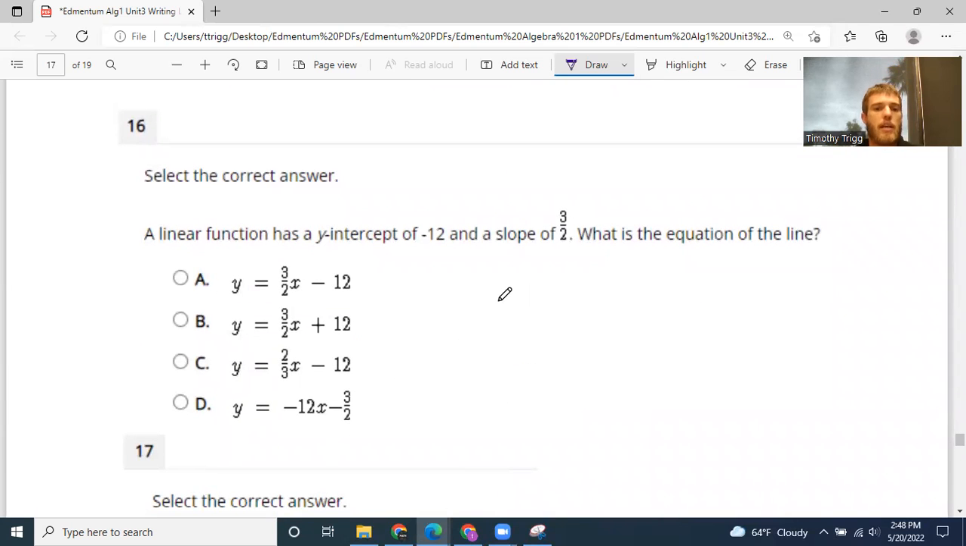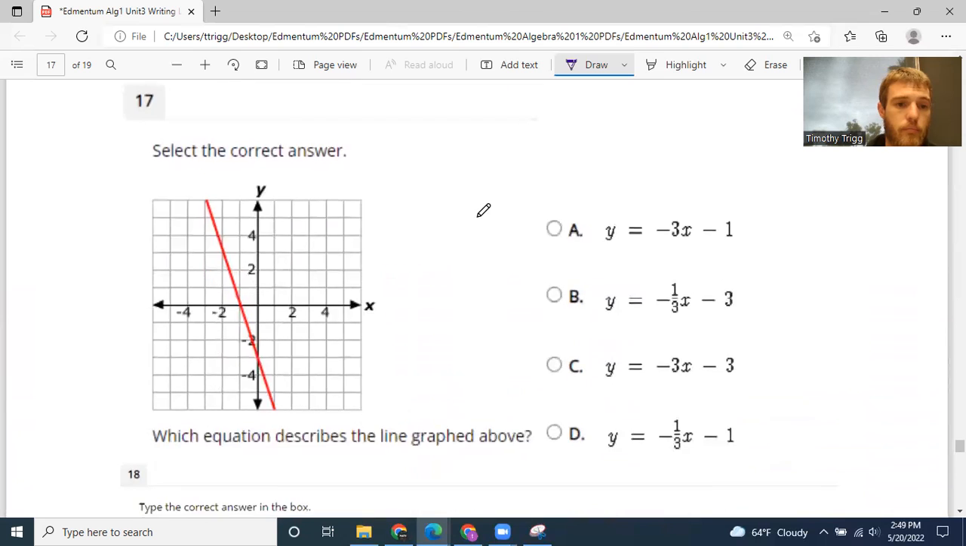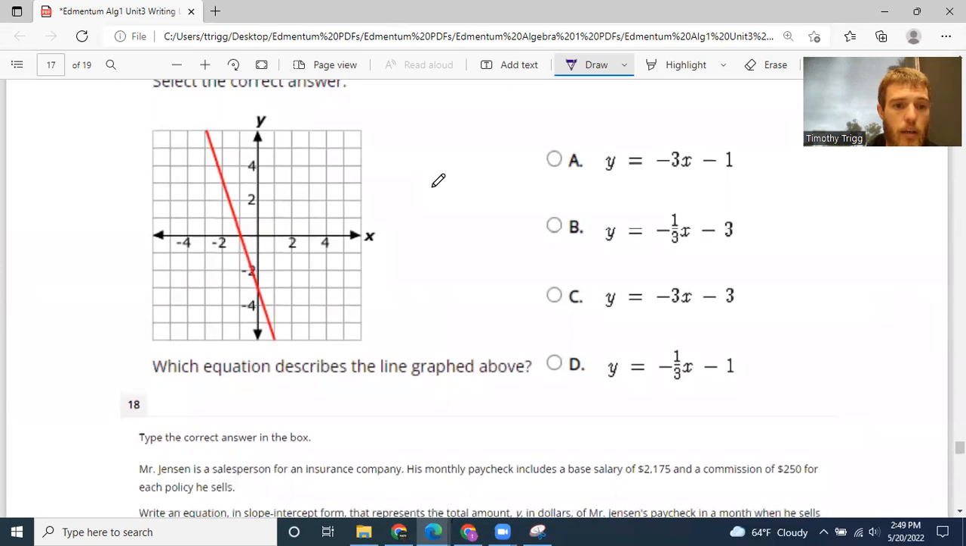A linear function has a y-intercept of -12 and a slope of 3 over 2. What is the equation of the line? So you want to write your equation in y equals mx plus b, slope-intercept form. In this case, your slope is 3 over 2, and your y-intercept is -12. Select the correct answer. Let's take a look.